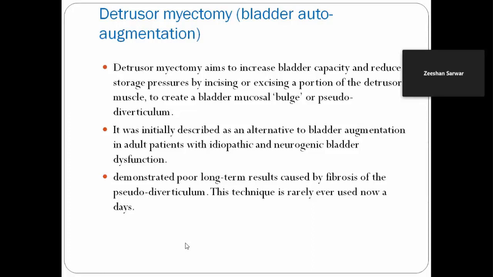Detrusor myectomy or bladder auto-augmentation. Detrusor myectomy aims to increase bladder capacity and reduce storage pressures by excising a portion of the detrusor muscle to create a bladder mucosal bulge or pseudo-diverticulum. It was initially described as an alternative to bladder augmentation in adult patients with idiopathic or neurogenic bladder dysfunction. But it demonstrated poor long-term results caused by fibrosis of the pseudo-diverticulum. This technique is rarely used nowadays.